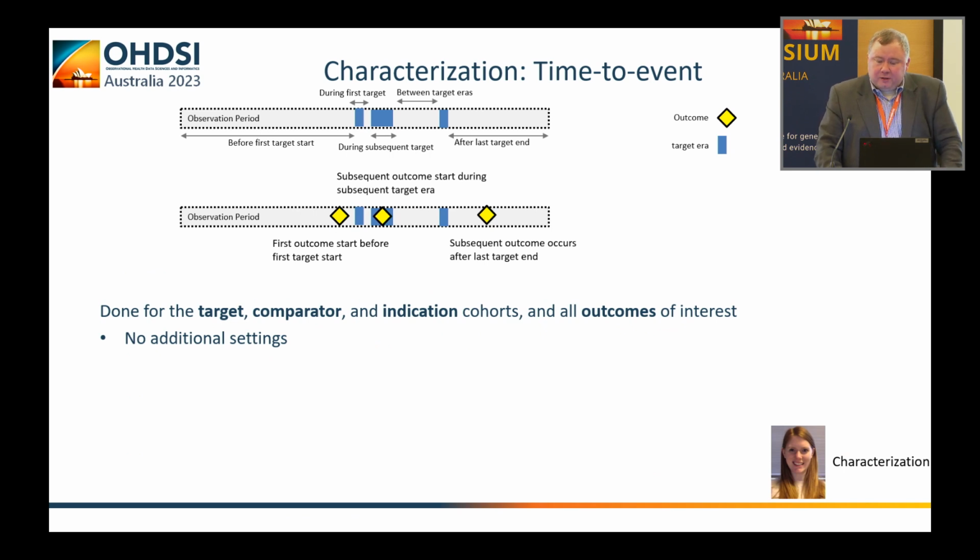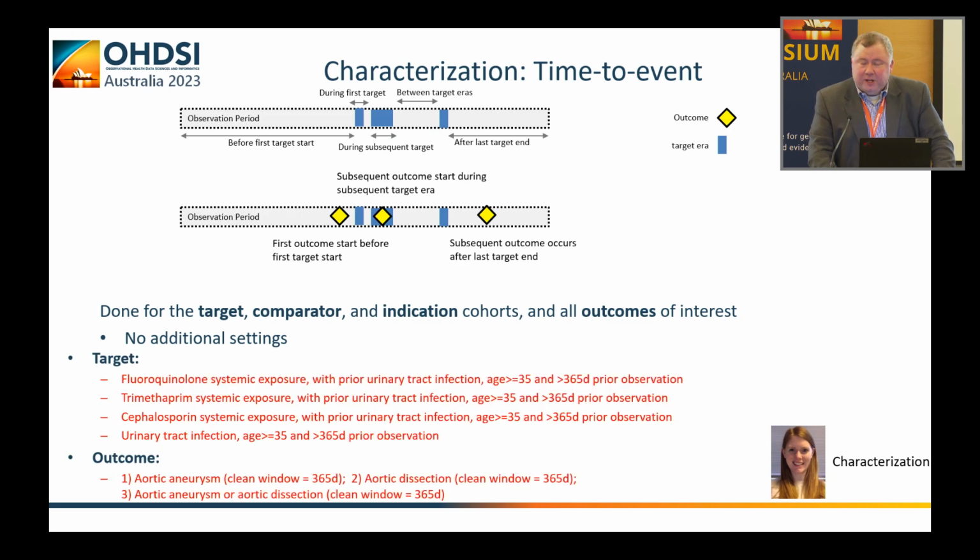Characterizing time to event. This is also part of the characterization package managed by Jenna. Here, there are no settings that you have to specify. It is purely a descriptive summary that provides you, given a target cohort and an outcome cohort, that time to event distribution between those 2 groups. So in this particular case, we used our target, our 2 comparators, and our indication as our target input to this specification, and we passed in all 3 of our different outcomes so that we could look at that time to event relationship.